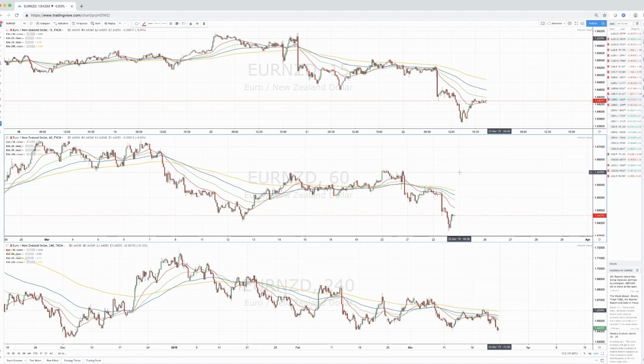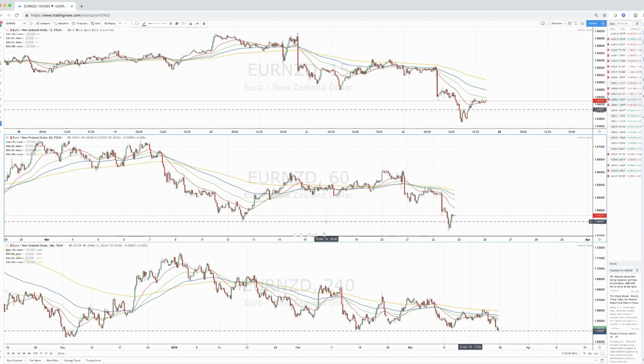The Euro New Zealand is broken beneath a previous level of support over here. But like I said to you before, we need to be a little bit wary because it's the Euro pairs here. And actually what's happened is the market has broken back up above the previous level of support there. So it broke down, it broke back above it, and it's now currently holding above that level.